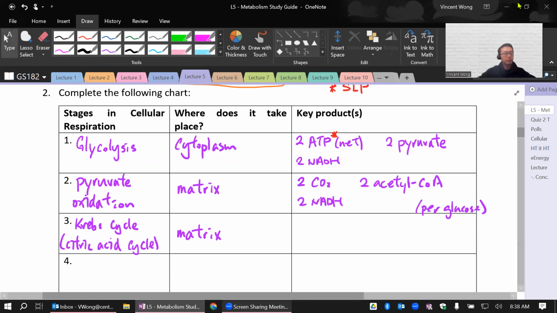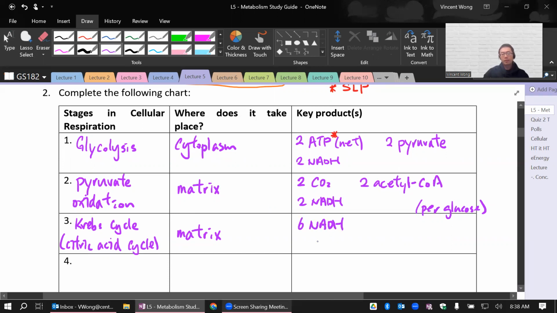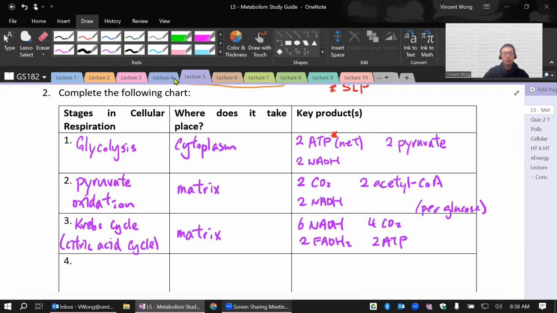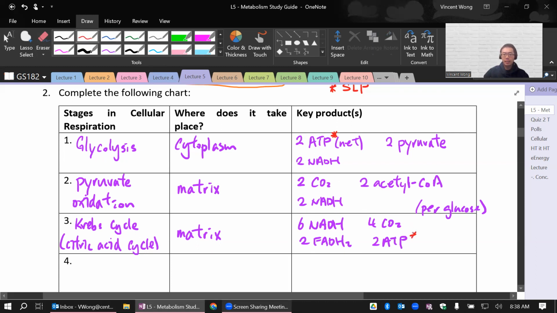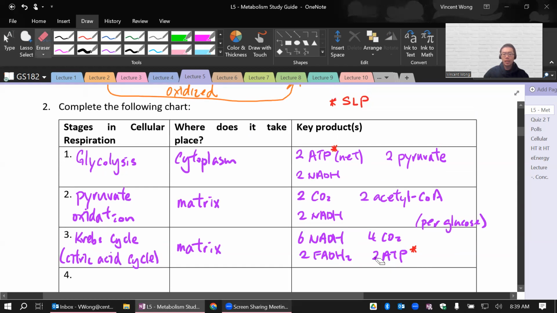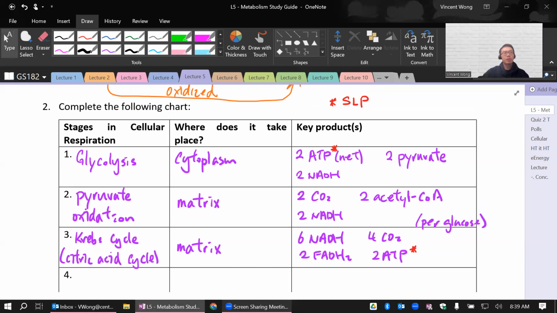I would say it's 6 NADH, 2 FADH2, 4 CO2, and 2 ATP. That's right. Okay, 6 NADH, 2 FADH2, 4 carbon dioxide, and 2 ATP, right? So again, I'm putting a star here. Those ATPs that we get are from substrate level phosphorylation. Okay?